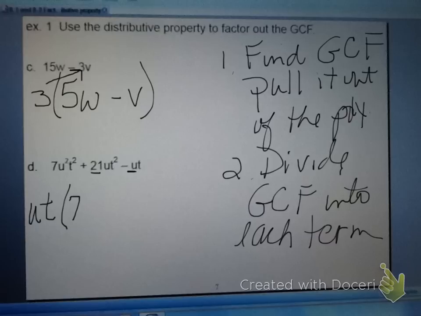When we divide variables, we subtract the exponents. We get u t, plus 21. u goes into u evenly, and t goes into t squared t times. Remember, again, we subtract the exponents. Now the minus. ut goes into ut evenly. We have to put something. You just can't leave it. We have to put a 1. If everything goes away, you have to make sure you put the 1.